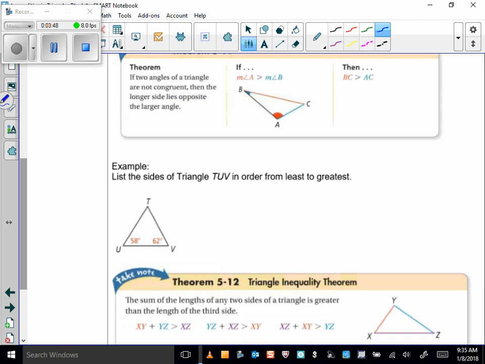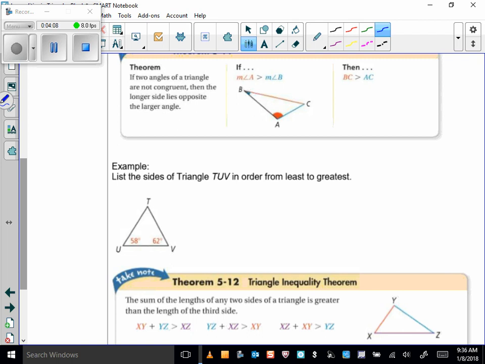Okay, let's have another theorem. It says if two angles of a triangle are not congruent, then the longer side lies opposite the larger angle. All right, well, it's kind of just the opposite. We switch the sides and the angles in the theorem that we just had.